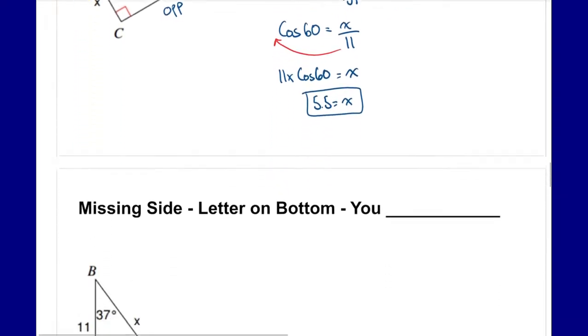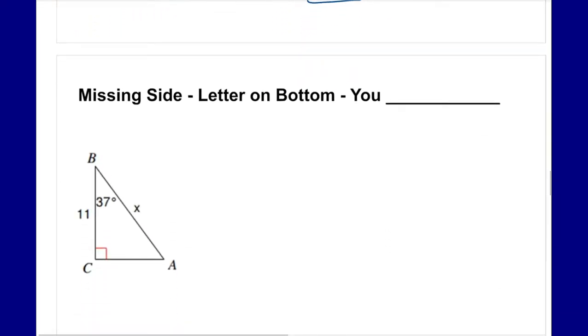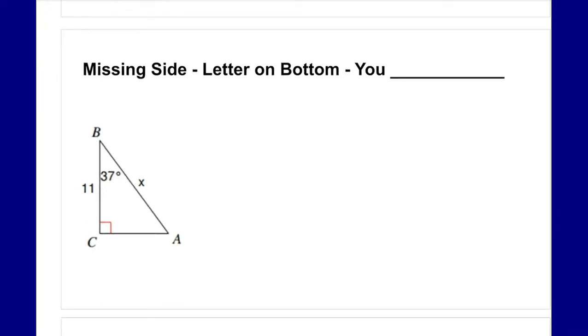Let's look at what happens when the letter is on the bottom. So again, we want to label our triangle. We have our angle. We have 90 degrees, so we know that this is our hypotenuse. Opposite of our angle is opposite. Beside our angle is adjacent. Figure out what two sides we're dealing with. In this case, hypotenuse and adjacent. That means we're dealing with cosine again. So cosine theta equals adjacent over hypotenuse.